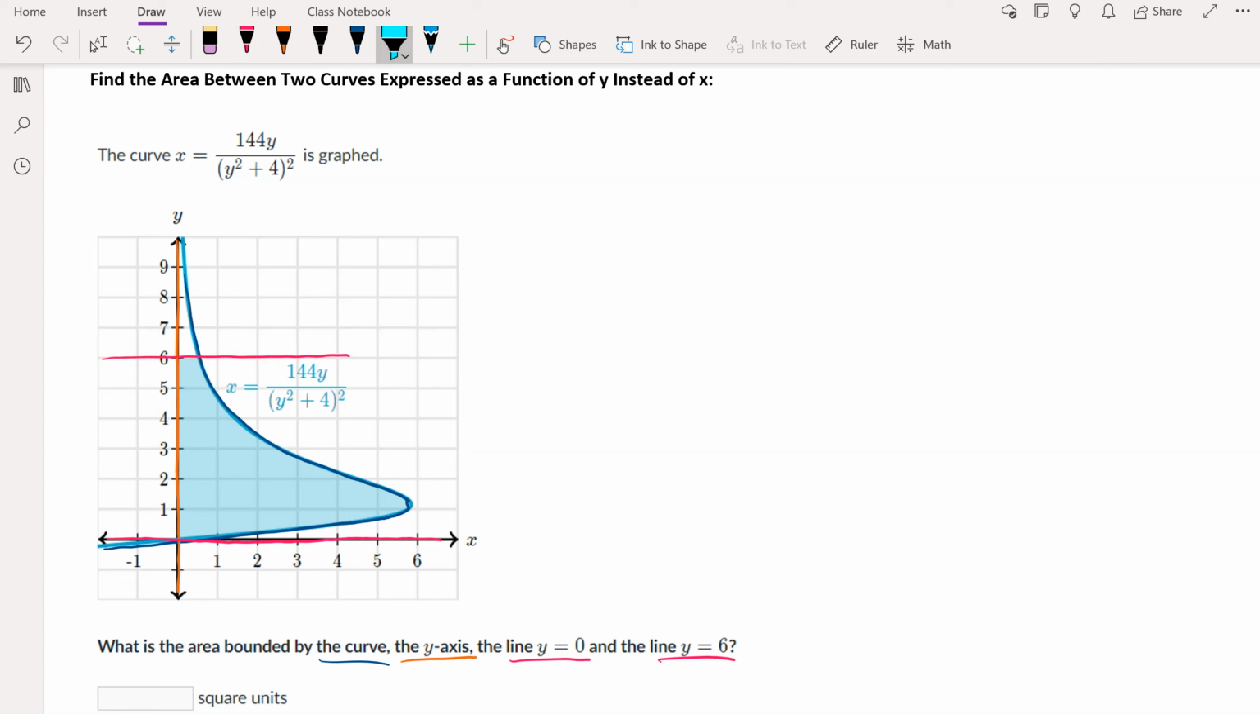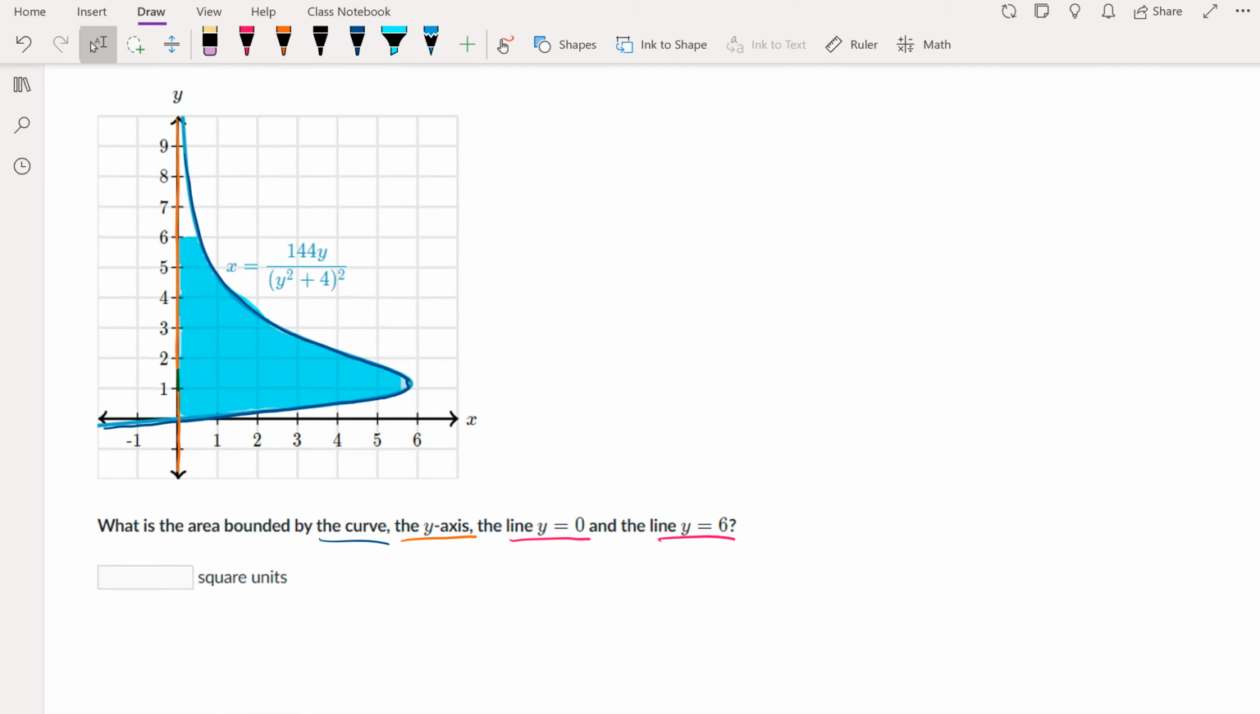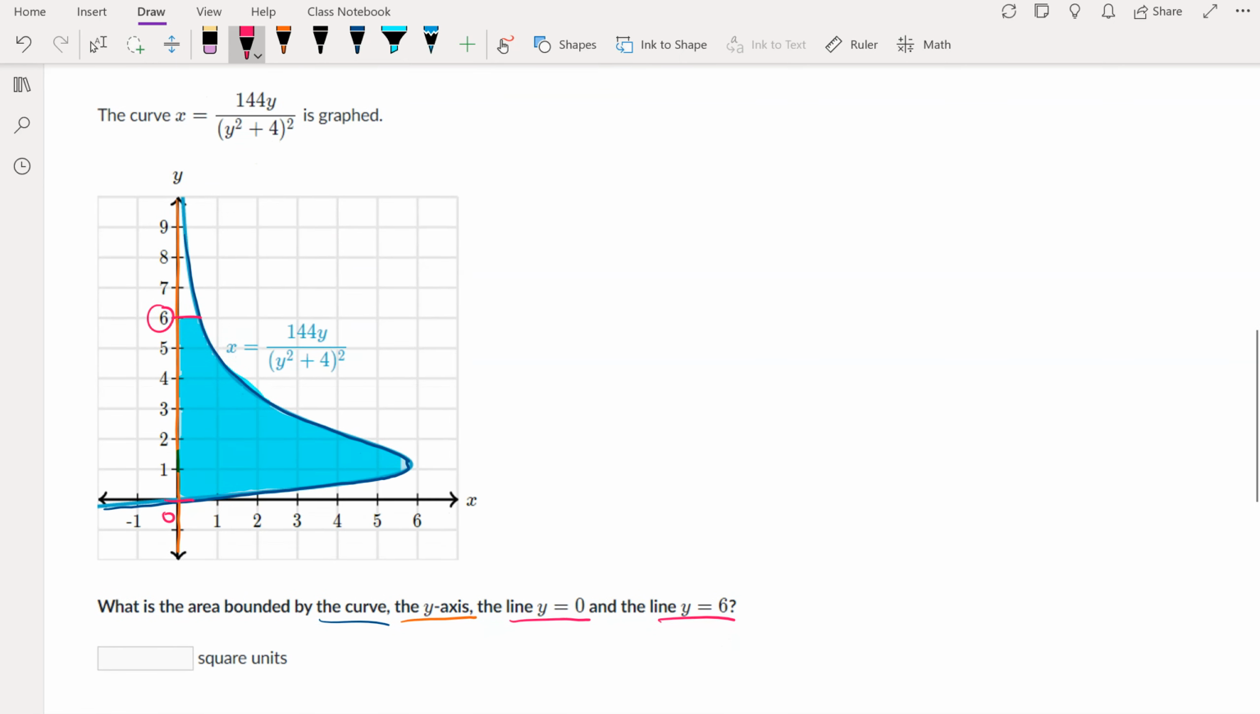Sometimes they won't shade this for you. They'll just tell you all those things like, oh, it's bounded by this, this, this, and this. And you're going to have to figure out which area to shade. But now we know, okay, this is the area we're trying to find. Cool, let's move on. And it's actually good to know that we're going from 0 to 6. So I'm going to write that 0 to 6. Sweet. So how do we find this area?